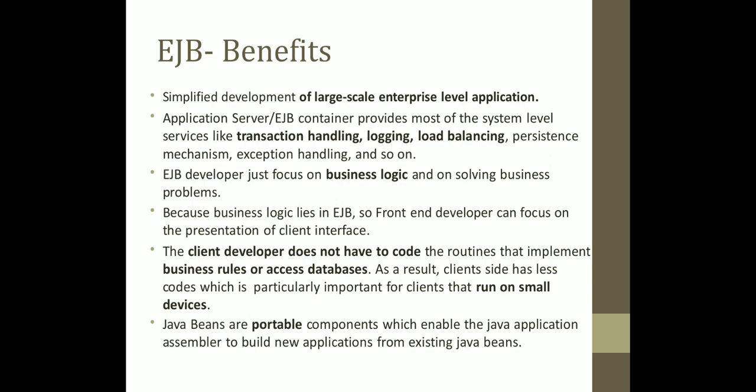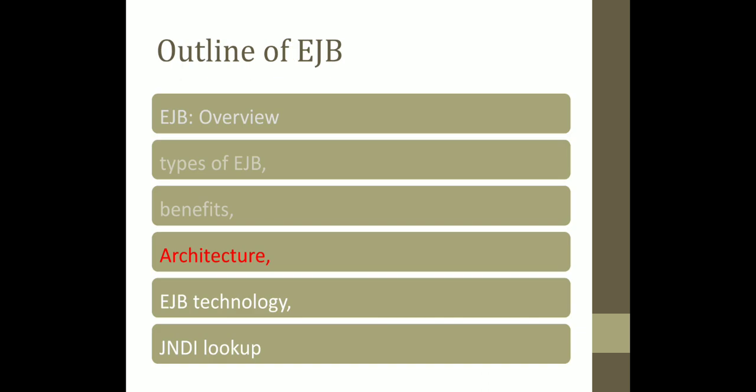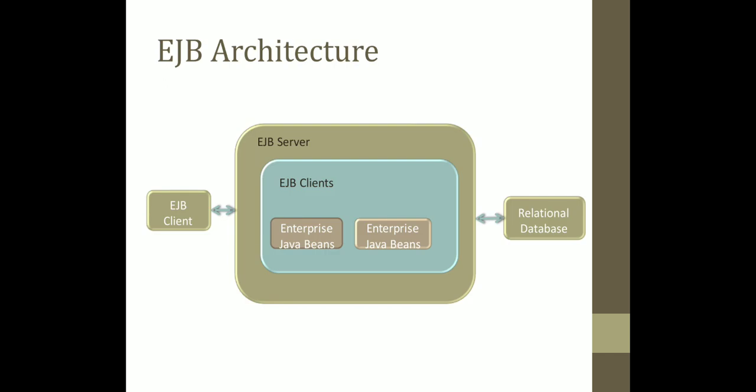Okay, then the next part related to EJB is architecture. So we have talked about what is EJB. We have also seen the types of EJB based upon its workflow, whether it is a session bean, in session also whether it is a stateful or stateless bean, or a message driven bean, or the entity bean. So we have gone through these types and benefits as well. So the next point is the architecture of EJB.